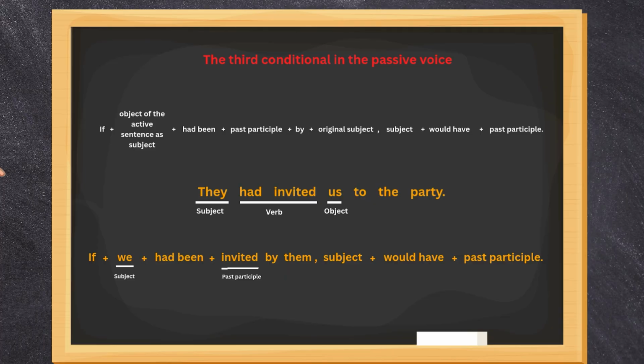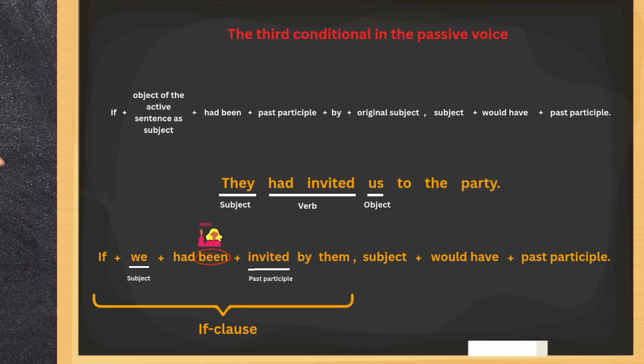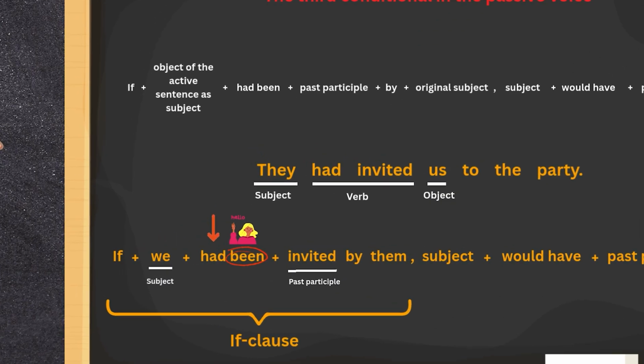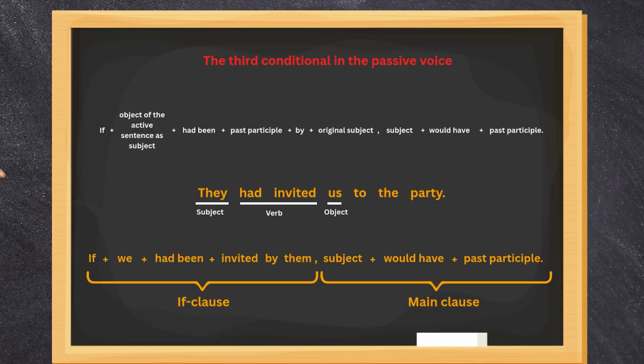Notice something important. In the if clause, we always add been right after had. The main clause stays active. We use would have plus past participle just like before.